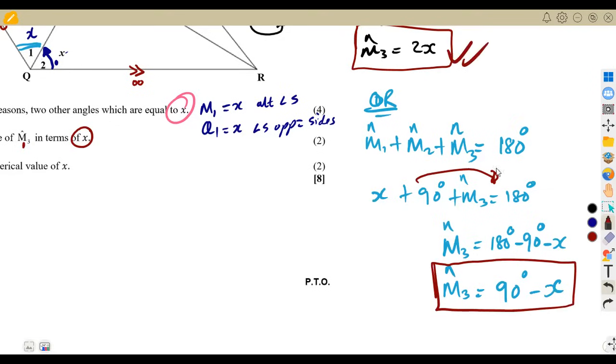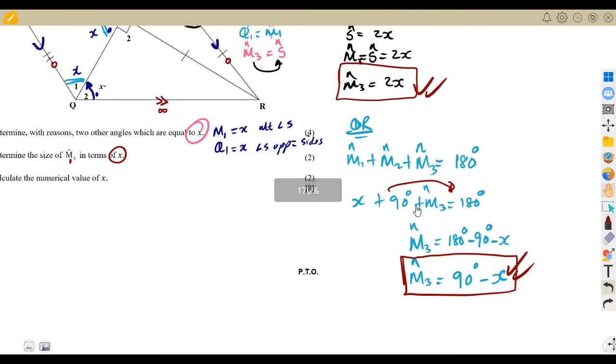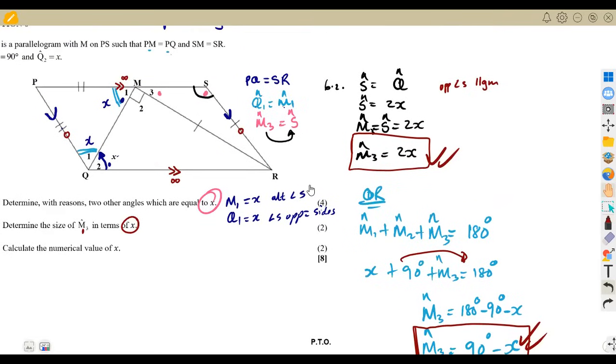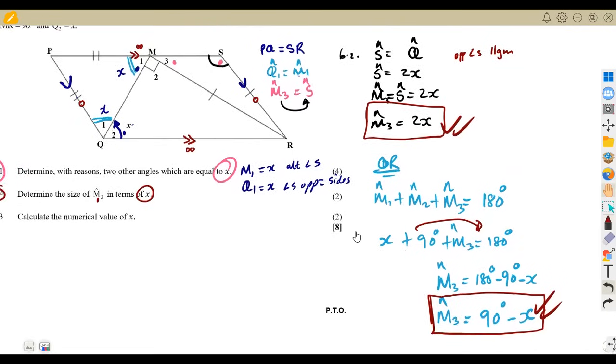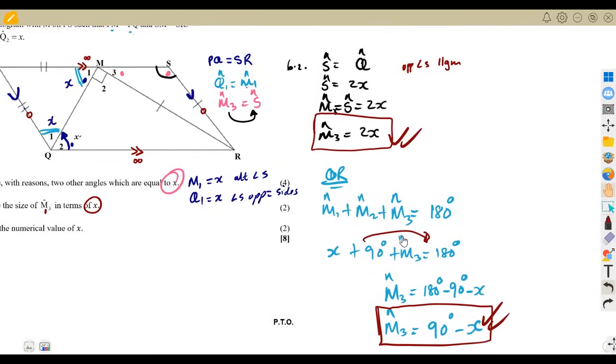So M3 can be equal to 2x, or M3 is equal to 90 minus x. I don't know if there's another way that we could have found M3. If you have another way, let me know in the comment section so that we can help others with your method. But I think these are the two ways that we could have calculated M3.